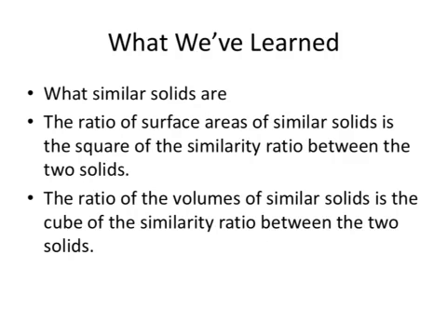So we've learned what similar solids are. We've learned that the ratio of surface areas of similar solids is the square of the similarity ratio between the two solids, and the ratio of the volumes of similar solids is the cube of the similarity ratio between the two solids. We've also seen a couple example problems on how to apply that. That's it for today.